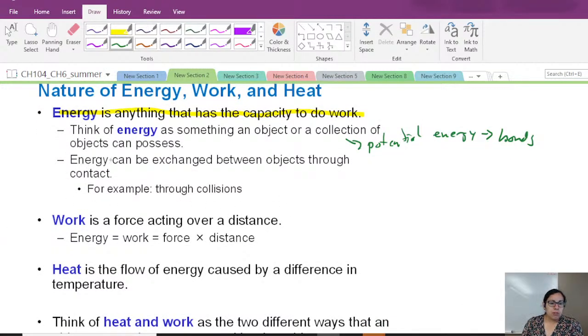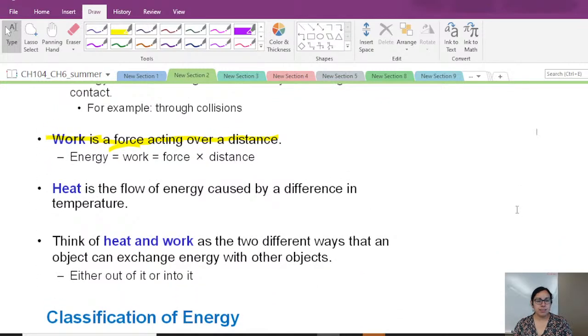And we also know energy can be exchanged through objects, through contact, through collisions, and of course, performing work. And so what is work? Work is defined as force acting over a distance. So again, that's why I moved the chair. You have to apply a force. And then heat is the flow of energy caused by a difference in temperature.